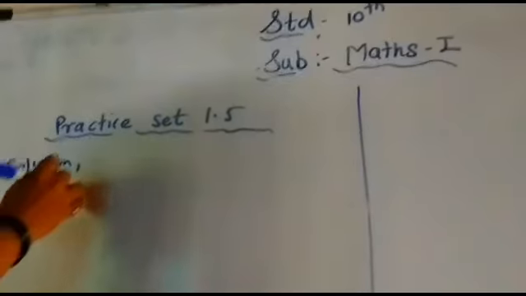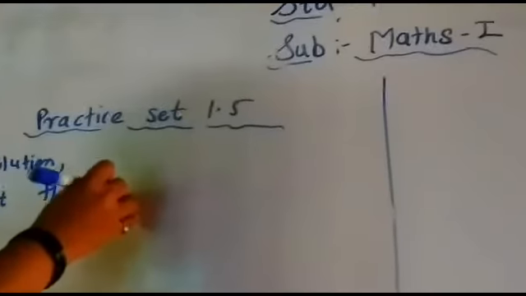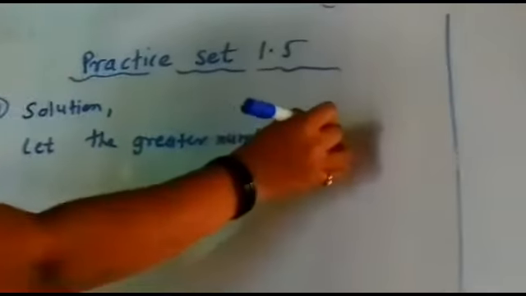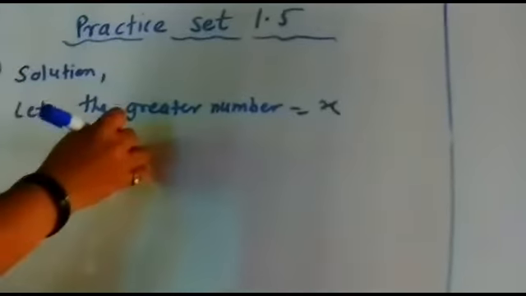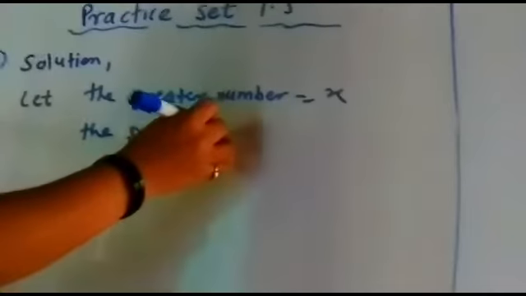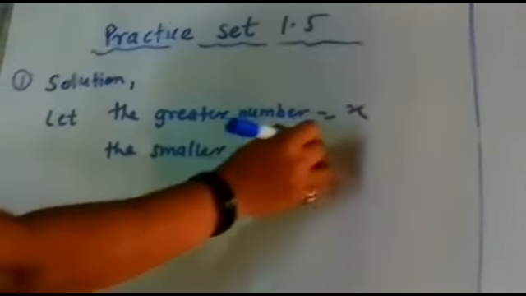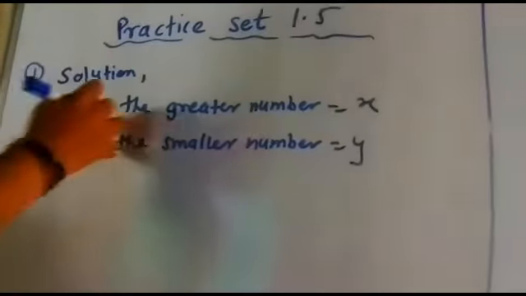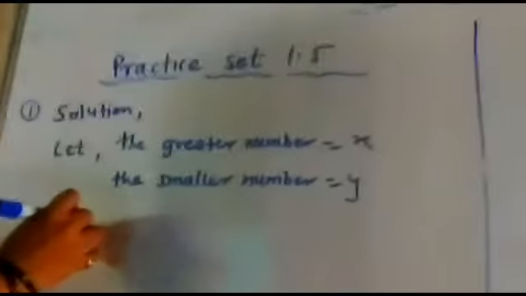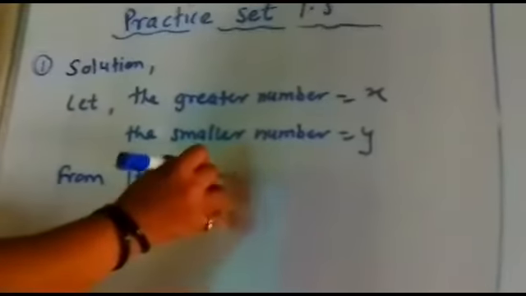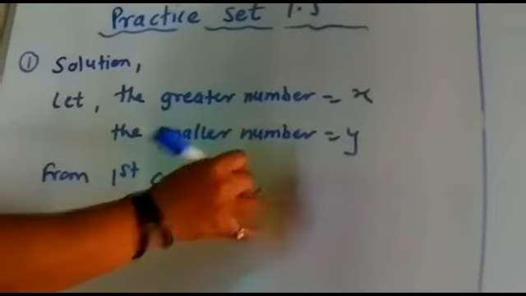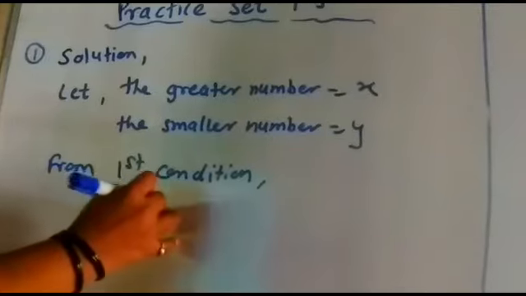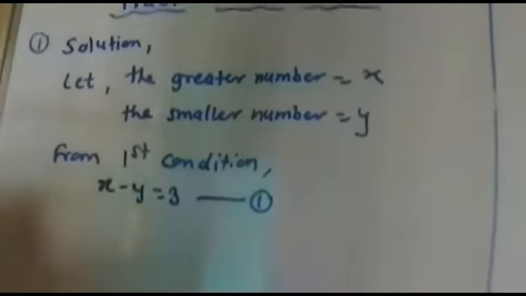Let the greater number is equal to x and the smaller number is equal to y. Then from the first condition we have to write down, the two numbers differ by 3, means x minus y is equal to 3. This is the first equation.